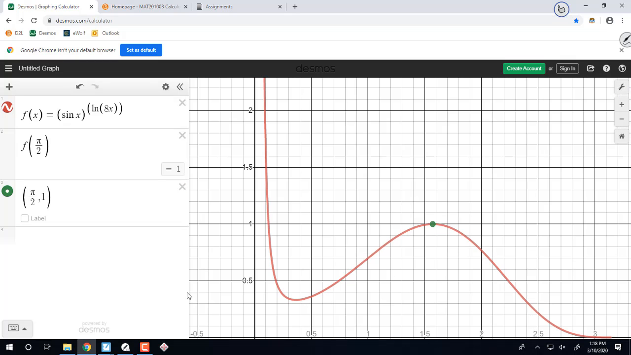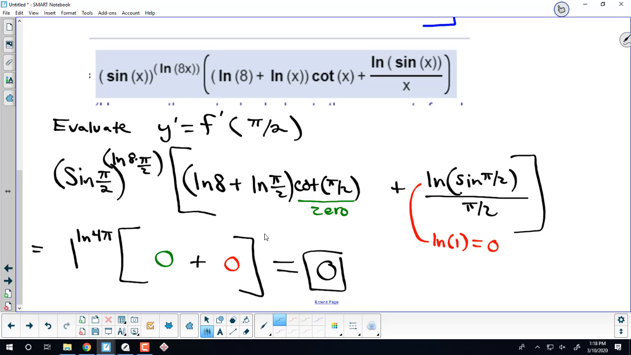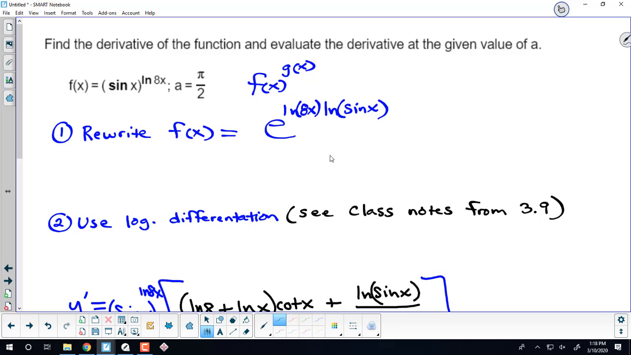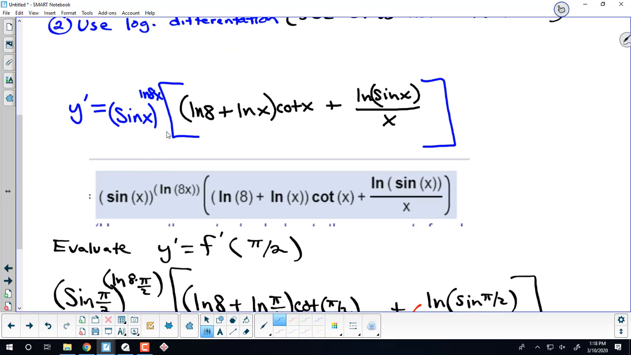Okay. What was your question, Luke? Could you keep sine pi over 2 to the ln 8x, could you keep that as e to the power of everything, and you'll still get the right answer? Right. Remember, if you use this, it's still going to be the same answer because you'll end up with e to the 0 here, which is 1. Remember this e to the ln 8x, ln sine x? That's equivalent to this sine x to the ln of 8x. So whether you had this or this in your final answer, it doesn't really matter because it's the same.